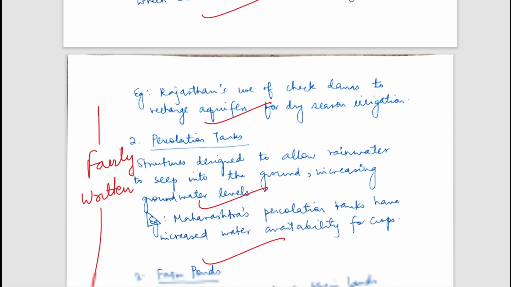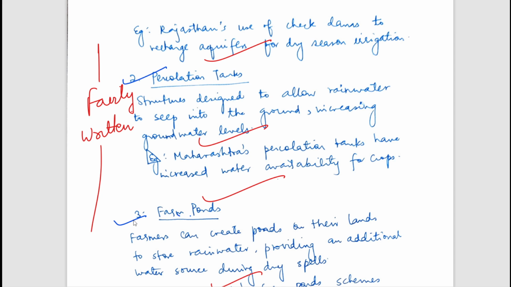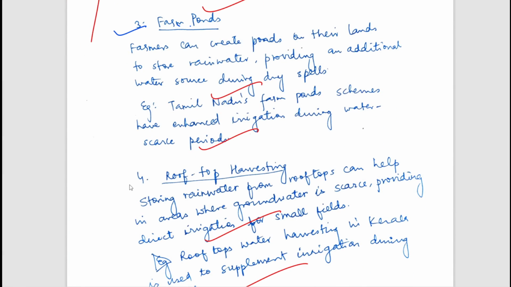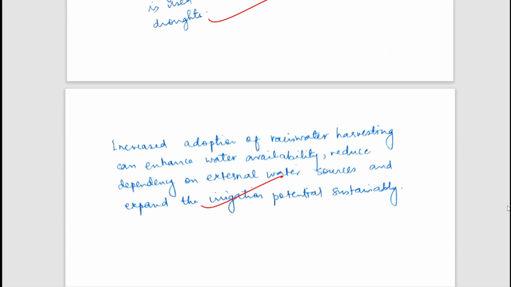Now, how can irrigation potential be increased through rainwater harvesting? By using check dams, percolation tanks, and farm ponds. So, fairly written, you can simply pause and read it. Rooftop harvesting can be done in certain areas, and again, it is appropriately concluded.